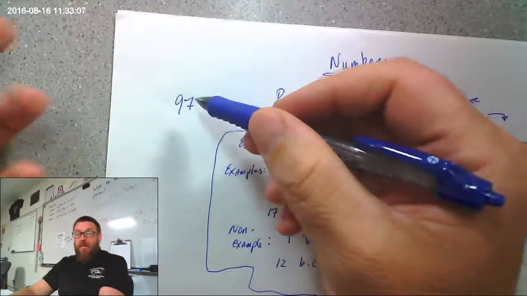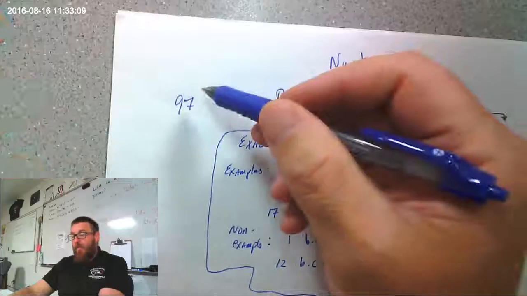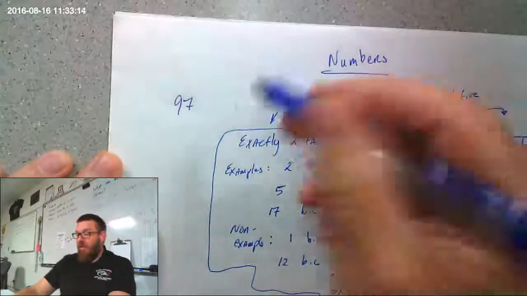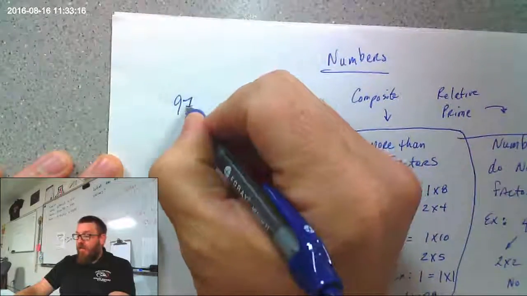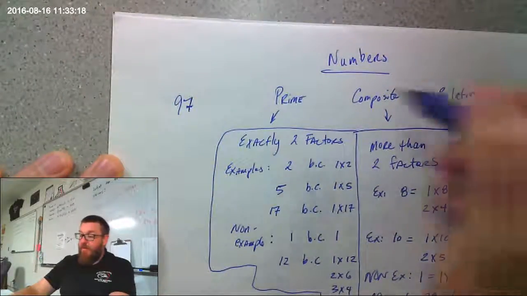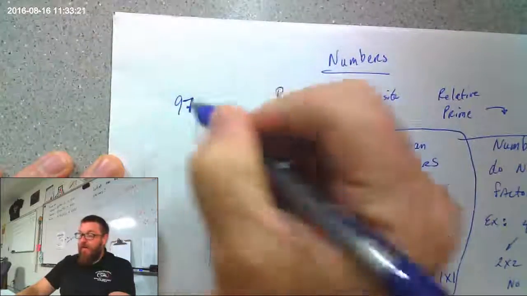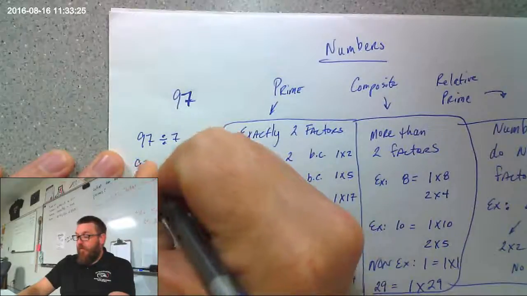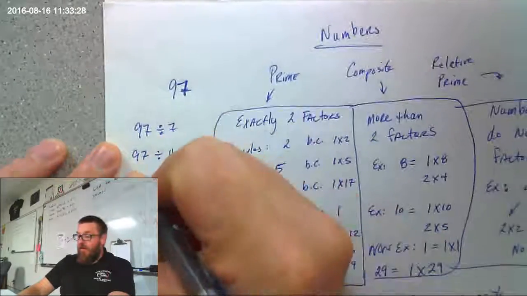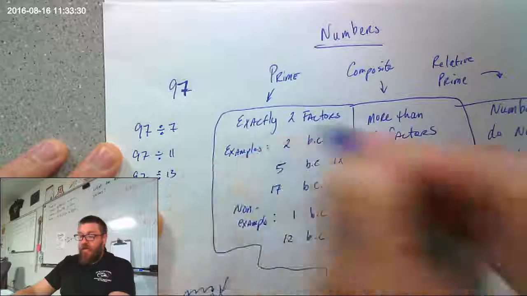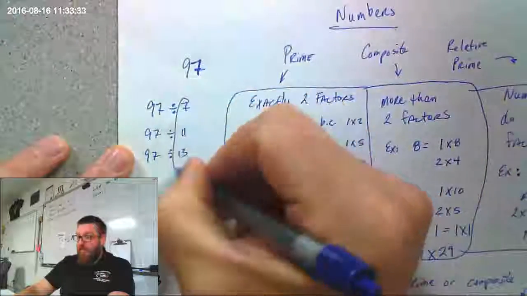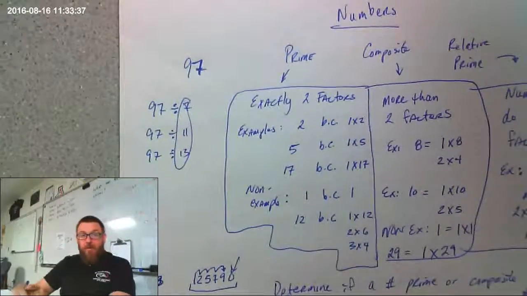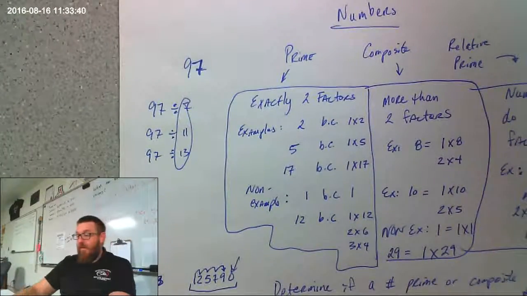Now there's shortcuts for 7 and 11 and some of the others, but it's easier just to divide. So if you had to figure out if this was composite or prime, hopefully you would have a calculator and you would just do 97 divided by 7 and then 97 divided by 11 and 97 divided by 13 and so on. These are all prime numbers right here. And if nothing divided into it, then you would be good to go. It would be prime. Okay?